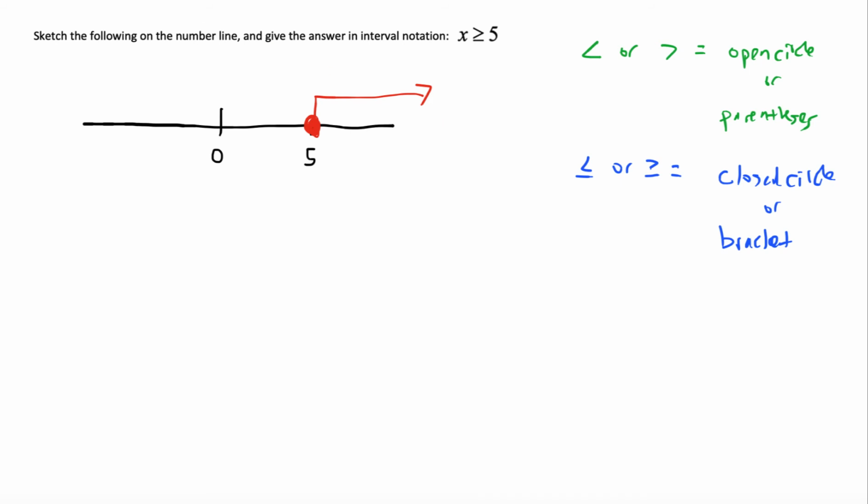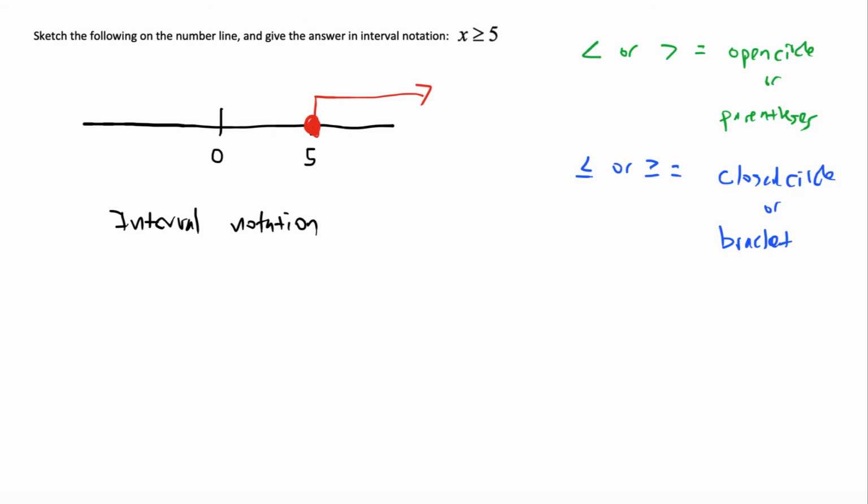Okay. Now, how do we give the answer in interval notation? What the interval notation does is it basically tells you what is the smallest number in this interval and what is the largest number in this interval. Okay. So the smallest number in this interval is going to be 5, and in this case, we include the 5. The 5 would be a part of the answer, and the largest number in this interval would be infinity, because this graph goes to the right, all the numbers greater than or equal to 5.